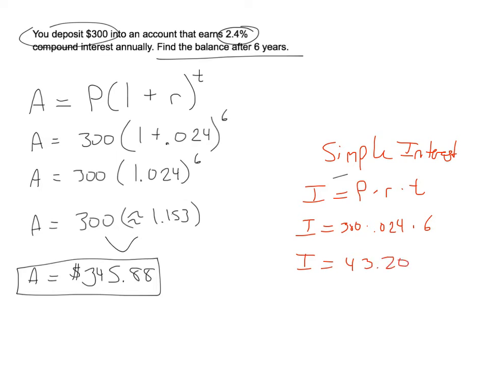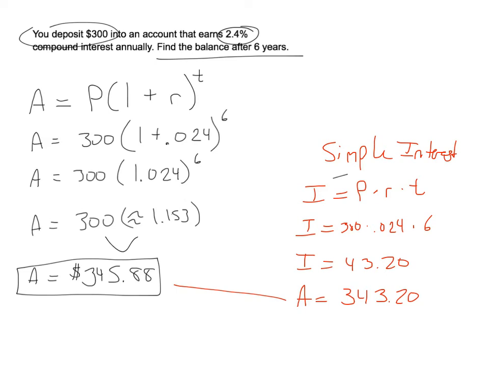Now, what's my balance after those 6 years? Well, I need to add it back to the initial amount of 300. So the balance here would be 300 plus 43.20, which is $343.20. Now, let's contrast with this over here. Same rate, same amount of time, but here this was compound, here this was simple, and yes, the difference is small, but there is a difference, right? 345.88 versus 343.20. You're making a little bit more money when it's compound interest.